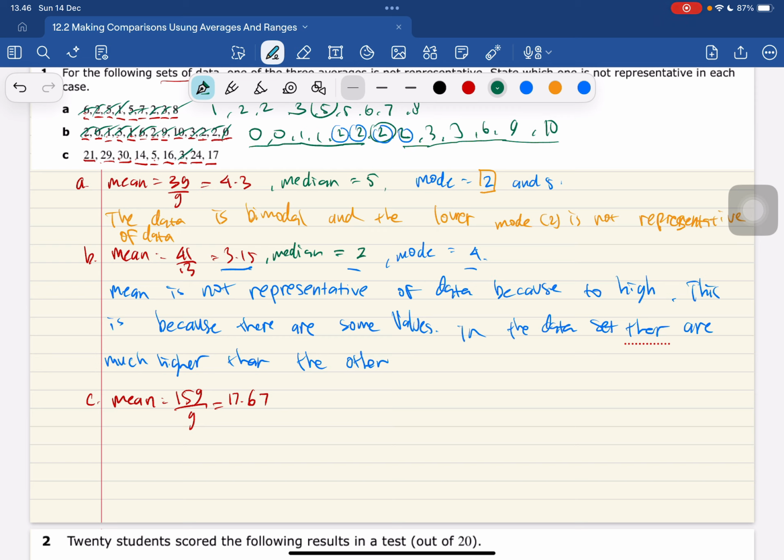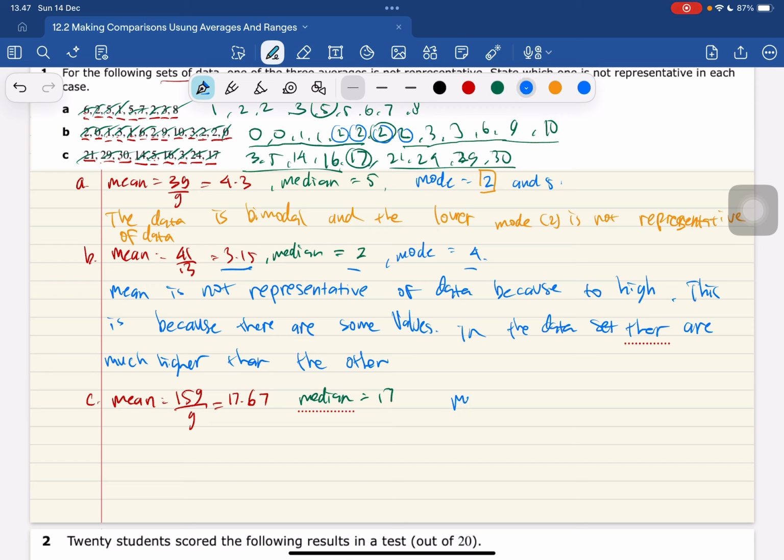The median: let us make it in order. The smallest we got 3 and 5, then 14 and 17. Before 17 there is 16 here, so 14, 16 and 17. After 17 we got 21, 24, 29 and 30. So here 4, here 4. So this is the median. So median equals 17.